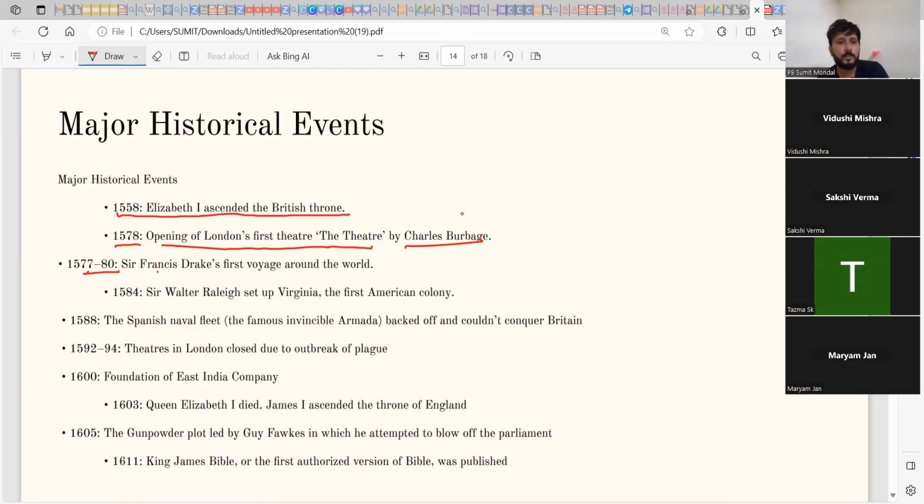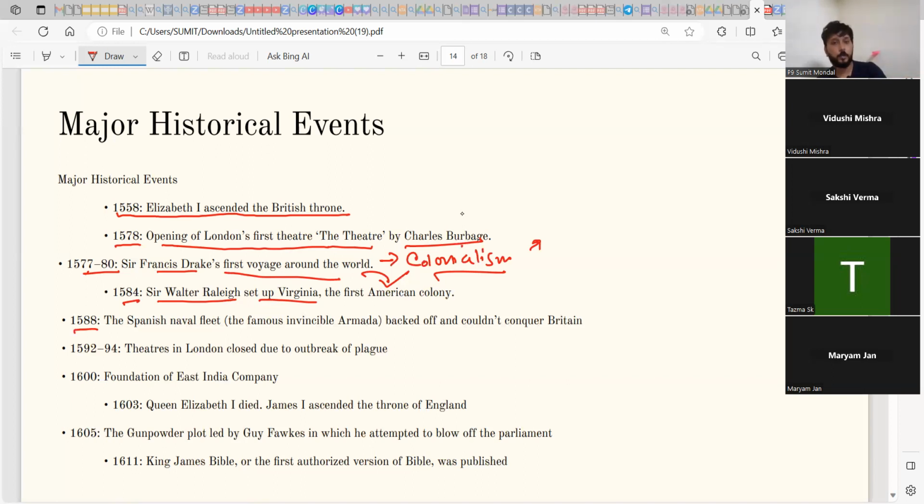1577 to 80, Sir Francis Drake's first voyage around the world. It gives you a very important critical insight about the content of the theatre, that the content of theatre depends on what events were happening. It is basically the beginning of a sort of colonialism. Then 1584, Sir Walter Raleigh set up Virginia, the first American colony. And this is now the beginning of some sort of imperialism.